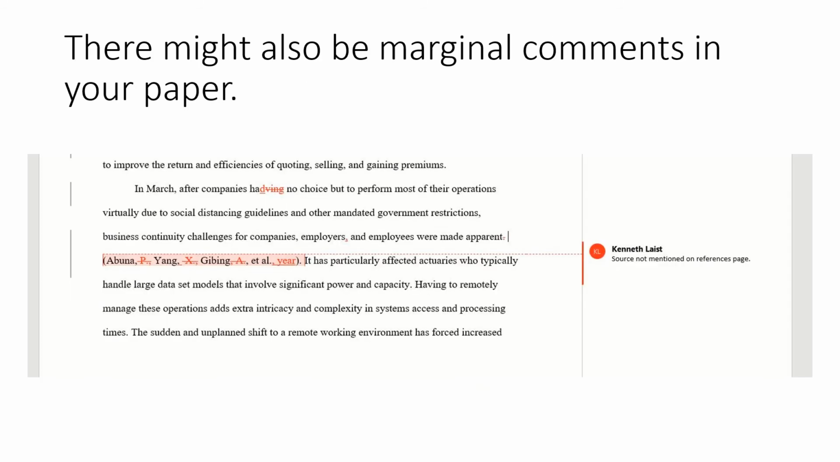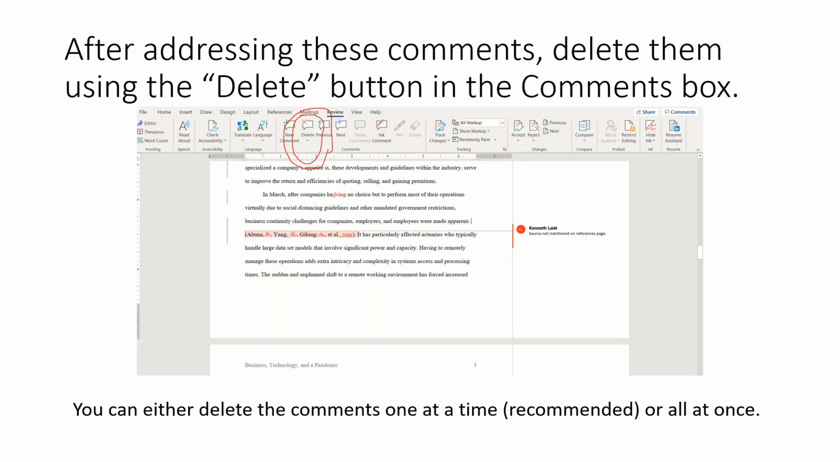You might also discover that I've written marginal comments in your paper, which will be off to the right-hand side, with some highlighting showing exactly what I'm commenting on. You should always address these comments, try to correct whatever I'm pointing out, or try to add whatever content I ask you to add. And then after you've done the work of addressing the edit, make sure to delete those comments using the Delete button in the comments box of the Review taskbar. And again, just like with accepting the changes, you can either delete the comments one at a time, which is a lot better, or you can do it all at once.